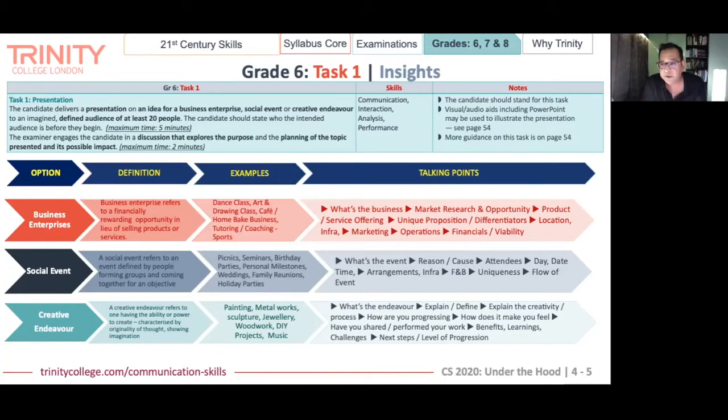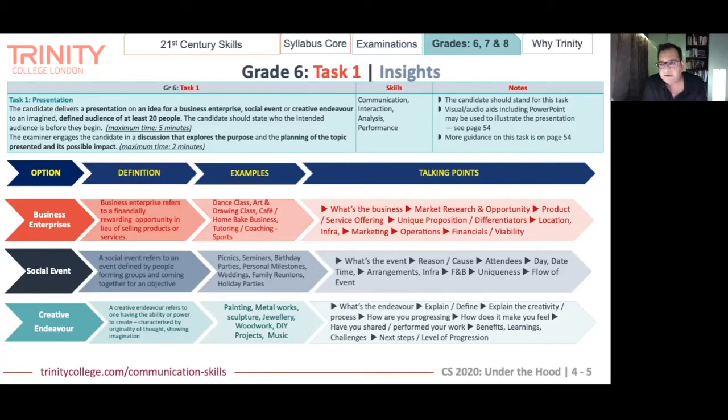Similarly, in the case of a social event, an event which refers to people forming groups and coming together for an objective would be a social event. So examples would be picnics, seminars, birthday parties, personal milestones or weddings or family reunions or holiday themed parties are all examples of a social event. And again, what could you cover? Those are in the talking points.